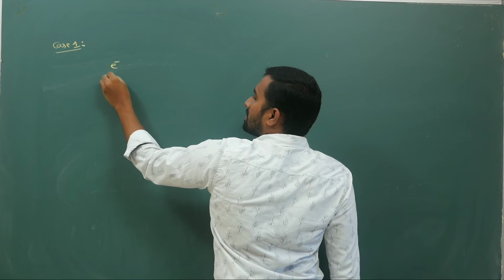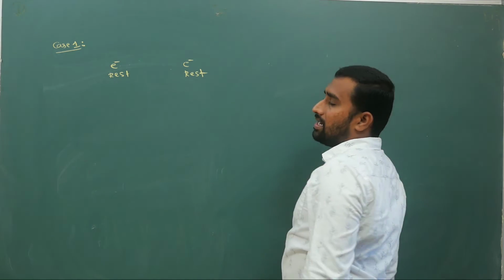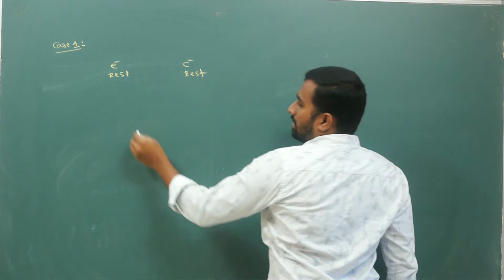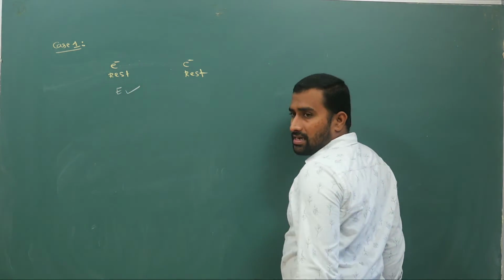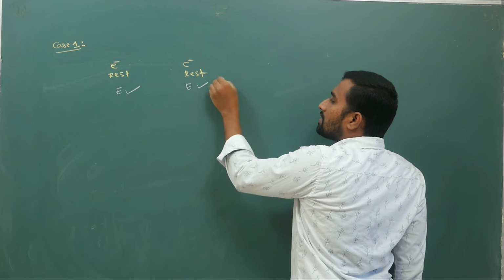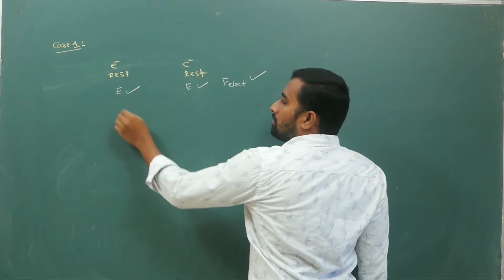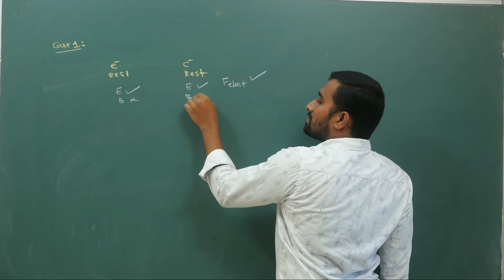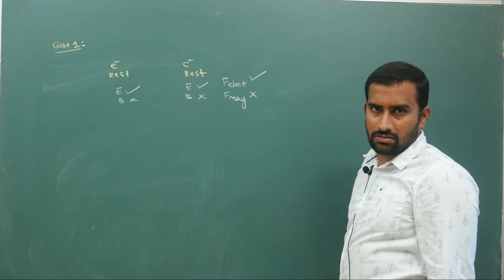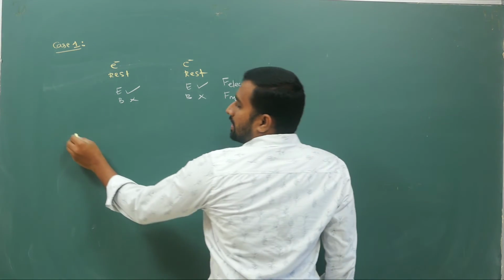Let us say there is an electron at rest, and one more electron at rest. If I ask you what kind of force exists between these two, my answer is this will produce an electric field because it is a charge, and this will also produce an electric field, so obviously there is electric force. Now this is not producing a magnetic field, because the charge is not in motion. A charge in motion will produce a magnetic field.